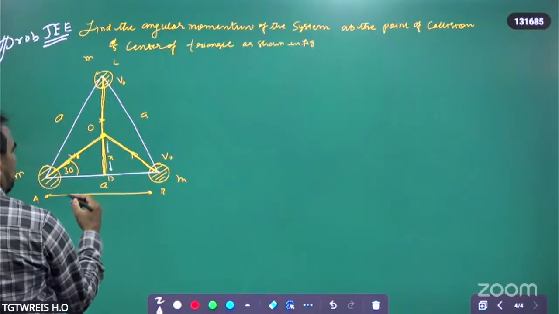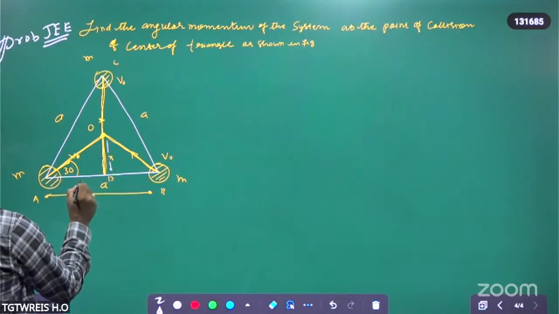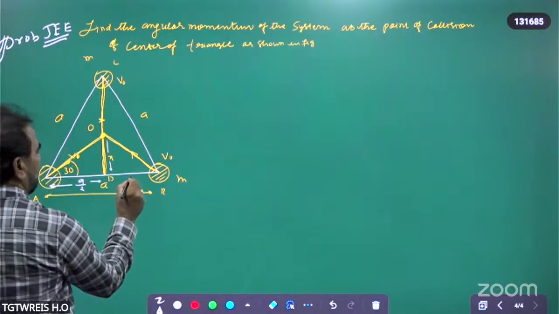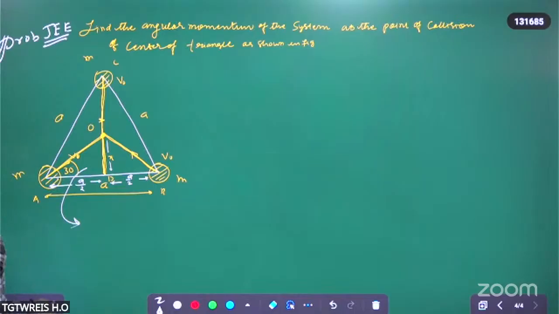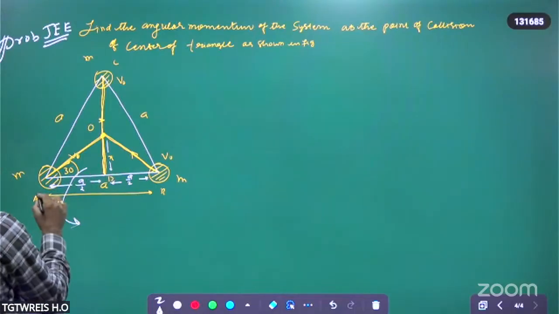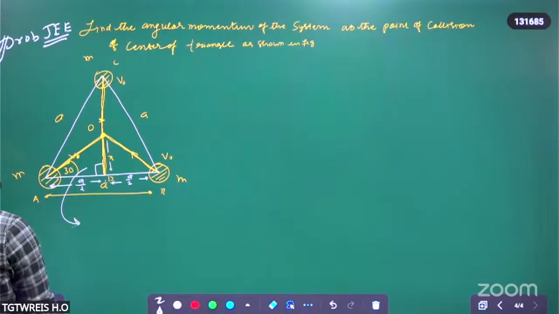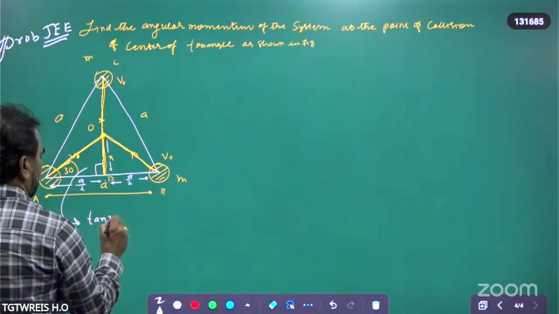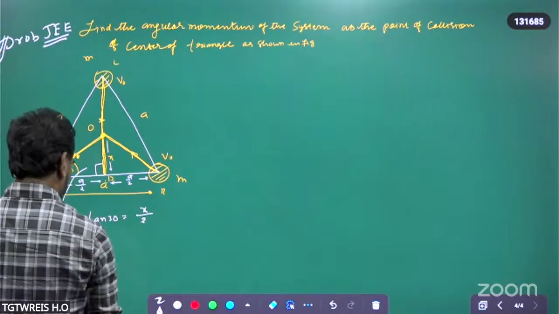This perpendicular bisects AB, so this length is a by 2, and the remaining length is also a by 2. In this triangle ADO, the angle at D is 90 degrees. Taking tan 30, tan 30 is equal to the opposite side by the adjacent side, that is x upon a by 2.